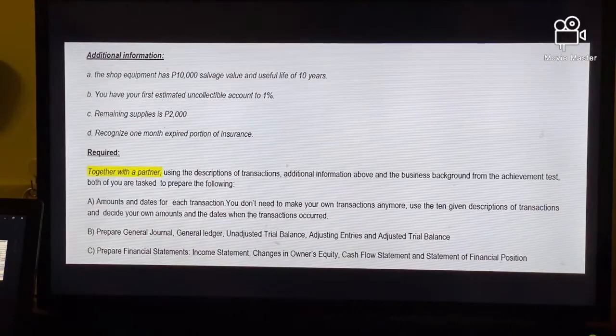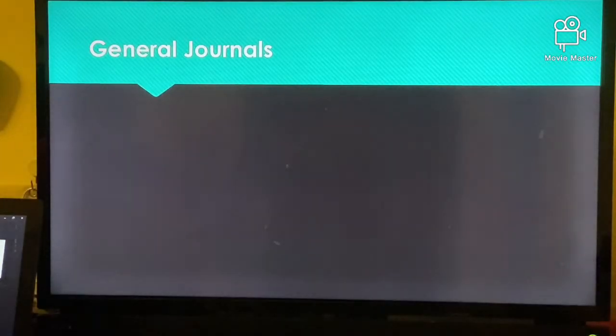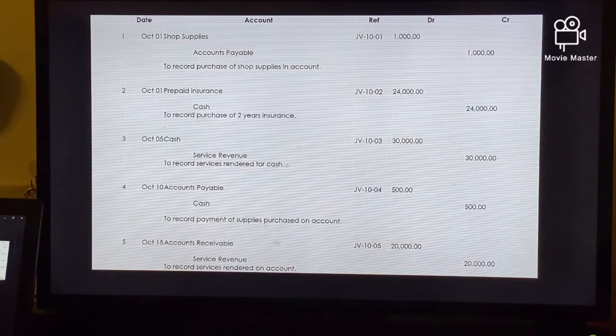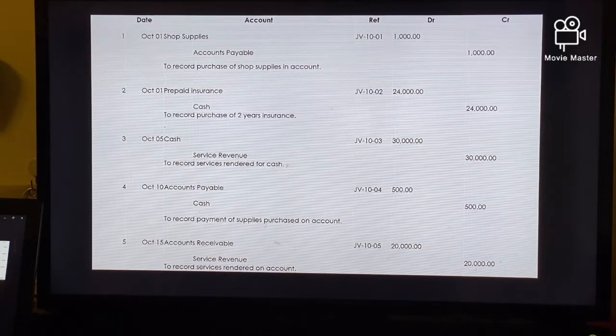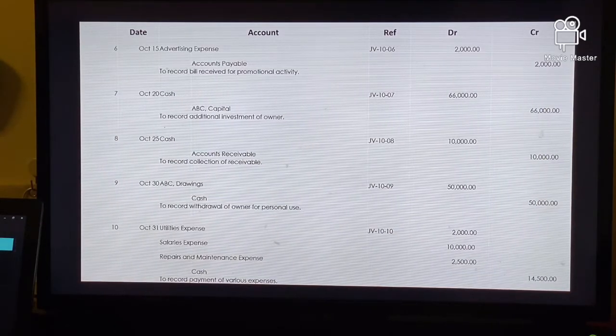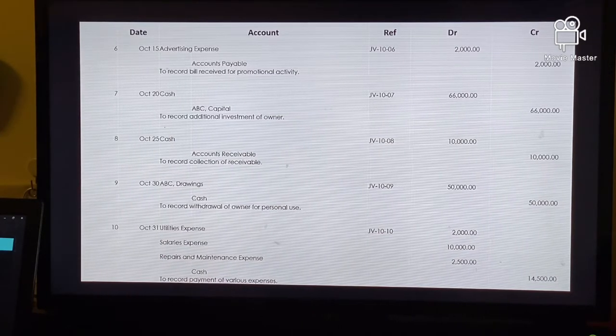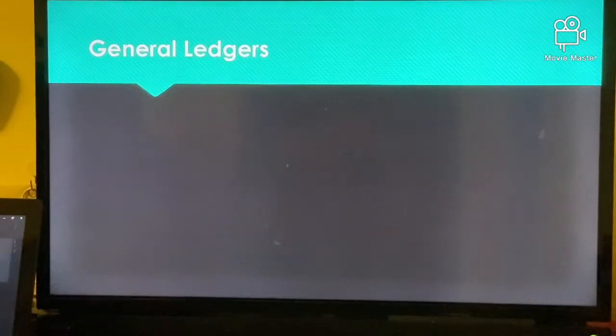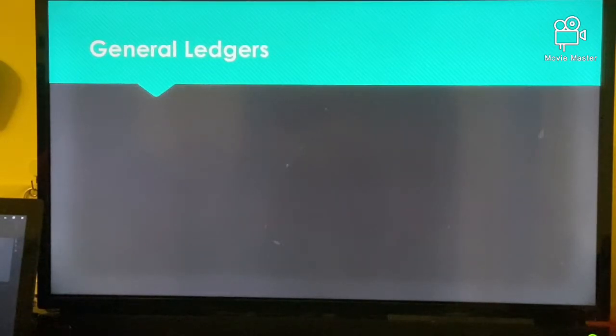Okay, so we will now proceed with the creation of the general ledger. So these are your general journals, the 10 transactions we made in our first video. Now we will proceed with our next process, which is creating the general ledgers. After you make the general journal, you transfer or record them into your general ledgers.